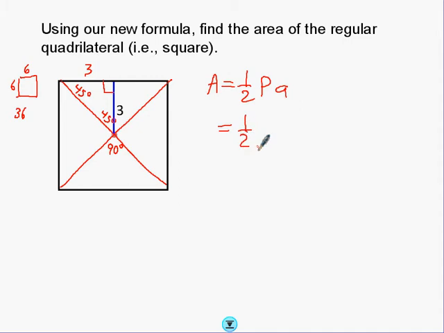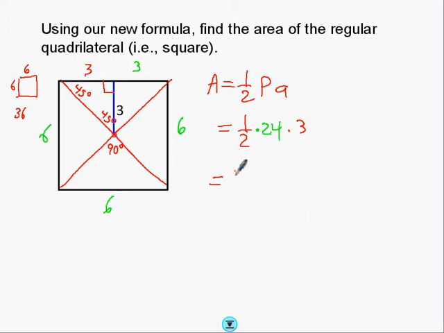Well, 1/2 is 1/2. The perimeter of this square, let's see. If this guy is 3, this guy is 3. So the whole length of this side is 6, 6, 6, right? This is a square. So if I add up, the perimeter is going to be 24. The apothem height, that's 3, just as it has been from the beginning.